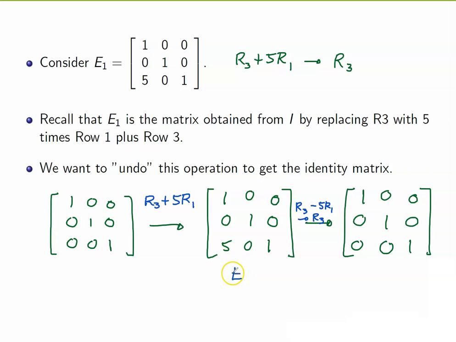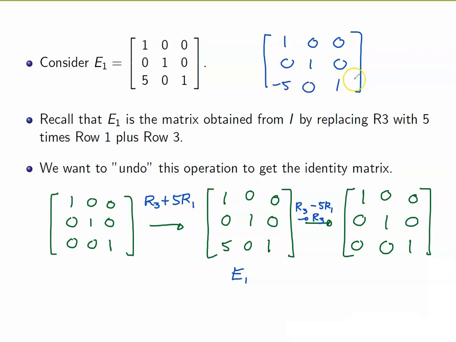Again, take note that this is E1. What is the elementary matrix associated with this row operation? We replace row 3 by R3 minus 5R1. So that is, this is 1, 0, 0, 0, 1, 0. We have negative 5, 0, 1. This is the matrix obtained from the identity matrix by performing this row operation here. Let's call this F.